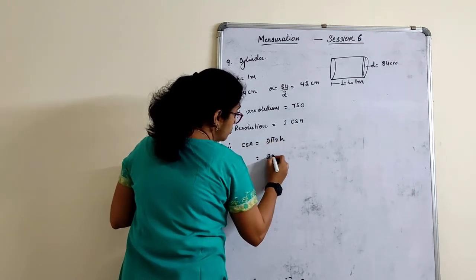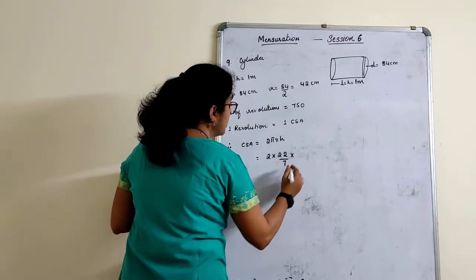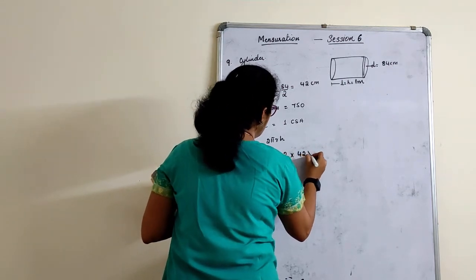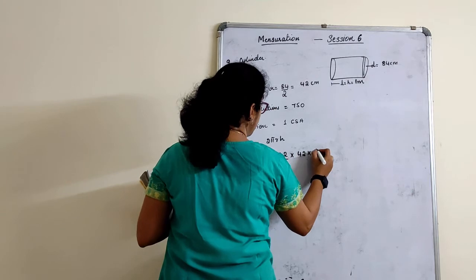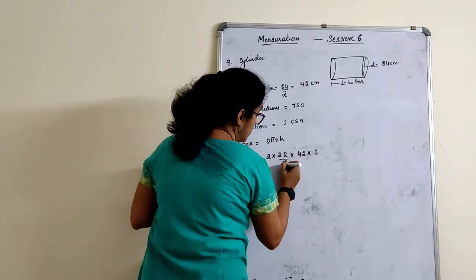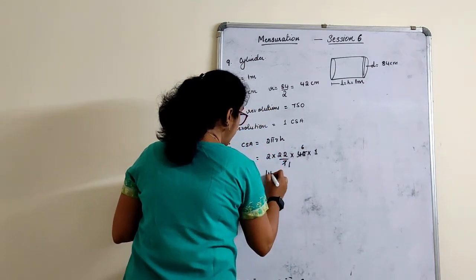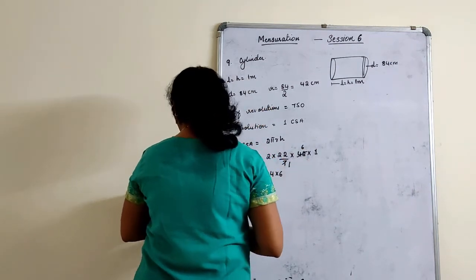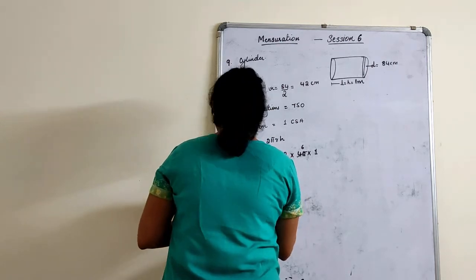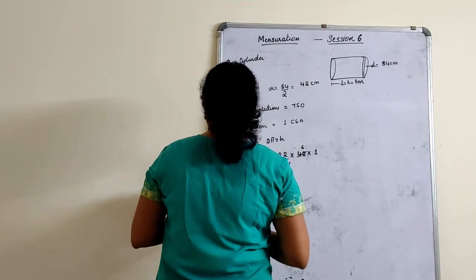So, 2 into 22 by 7. R is how much? 42. H is how much? 1 meter. Finally, we do the conversion. 7 ones are 7, 7 sixes are 42. So this is 44 into 6, 264.